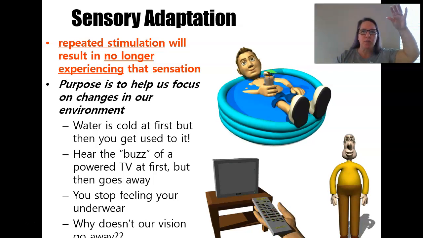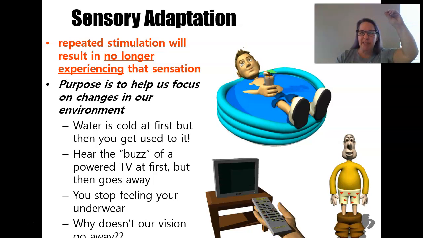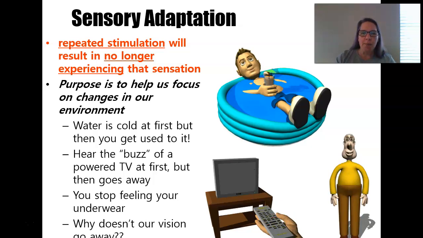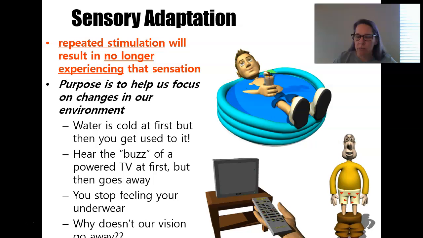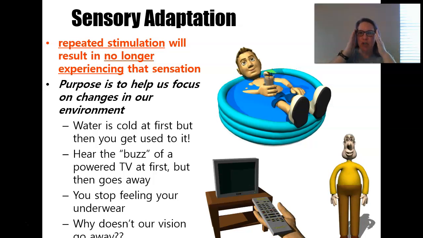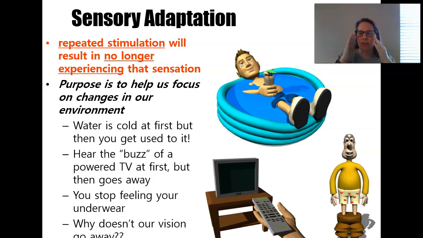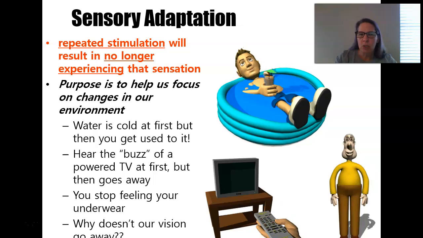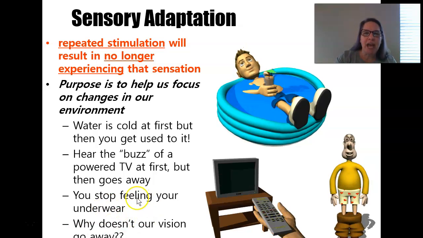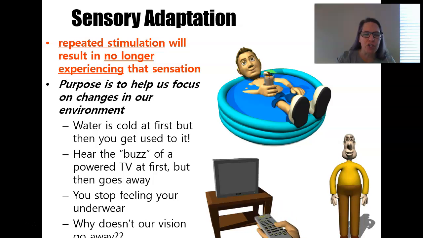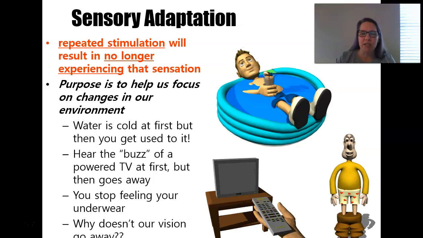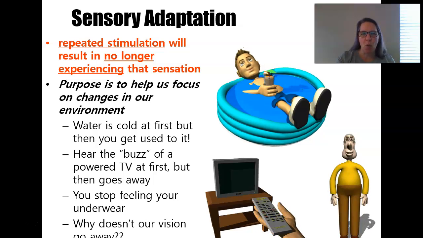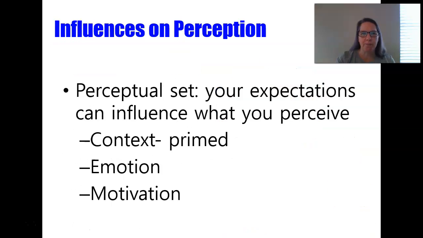Maybe in one of your classrooms a light is making a buzzing sound, and you notice it at first, but then it kind of goes away. You stop feeling your underwear, okay? Or maybe you have glasses on your face and you stop feeling the fact that you have glasses on your face, or you are wearing a watch, but you forget that it's there after a while. The only thing that sensory adaptation doesn't really work on is our vision, okay? Why would it be important for our vision to not go away? Okay, think about that and write that down. Why would it be important for our vision to not go away?